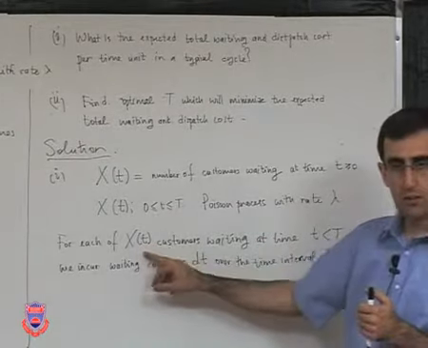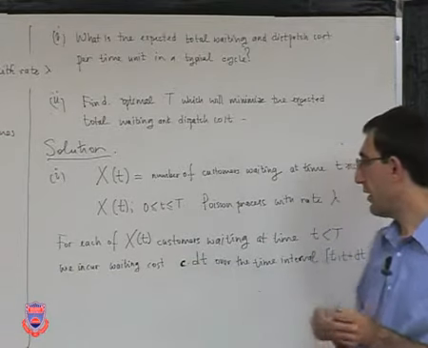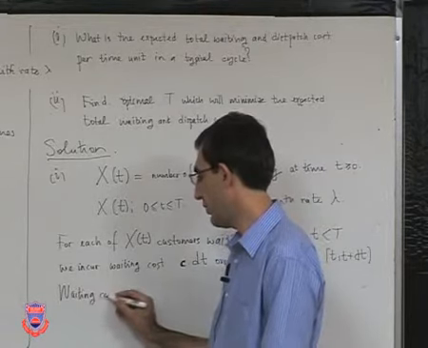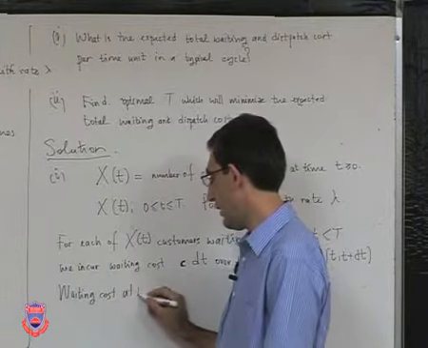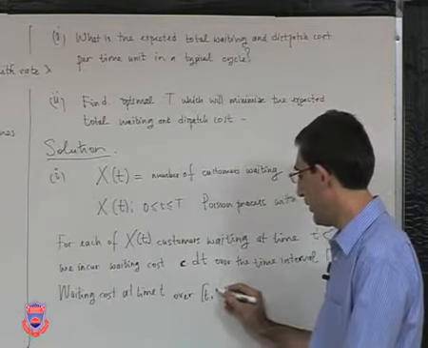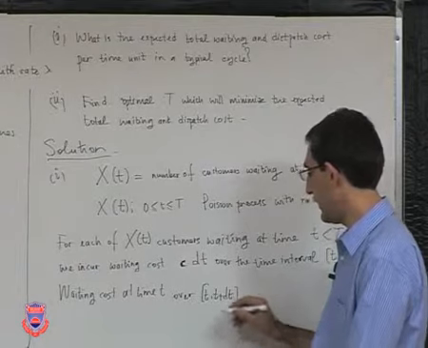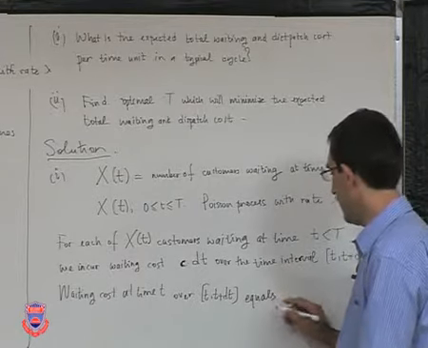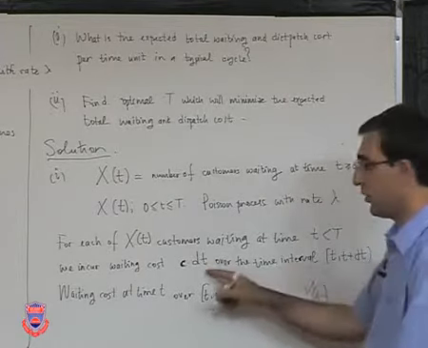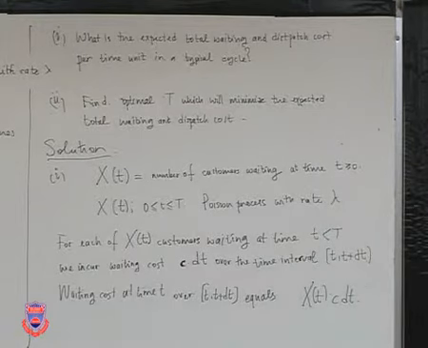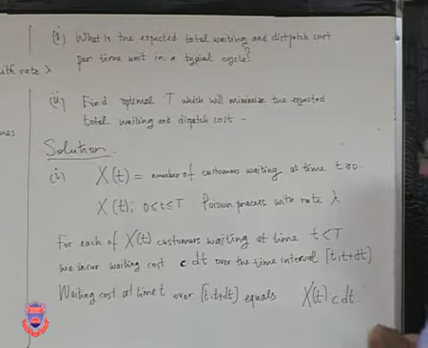At time t, I have xt customers. So by this reasoning, the total waiting cost over the time interval from t to t plus delta t, or dt, equals xt times this cost, because we multiply it by the number of customers present in the system at time t.